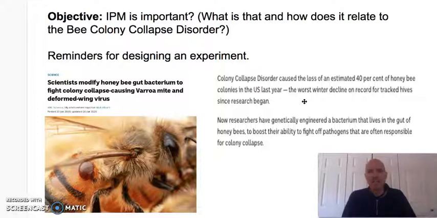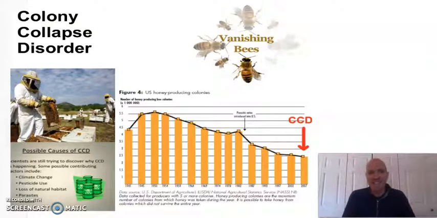And so colonies have been on the decline for a long time. Just to skip ahead, this is like the latest. Scientists modify honeybee gut bacteria to fight colony collapse, causing varroa mite and deformed wing virus. And so, how cool for biotechnology to adjust a bacteria that goes into a bee to help them fight a virus. Maybe we consider doing something with that around COVID. Who knows? But that's another topic. Colony collapse disorder is a pretty crazy thing.